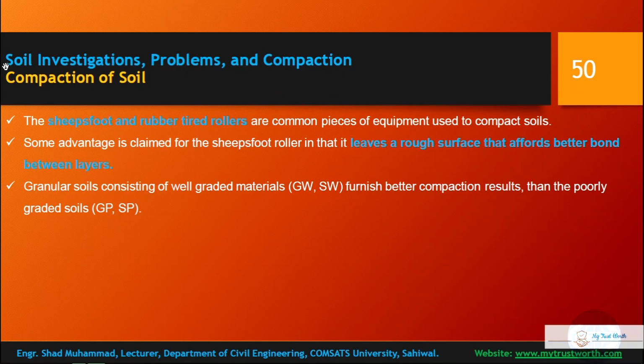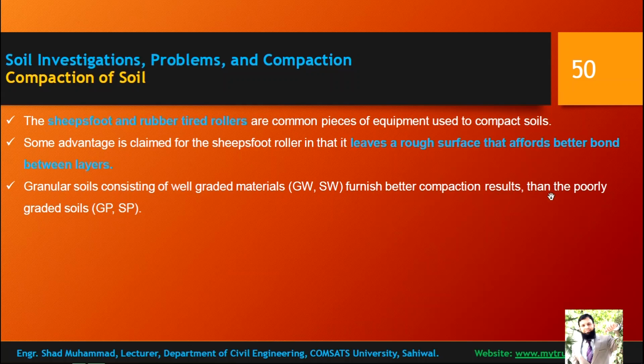Okay, the third topic which we will be covering in this lecture is compaction of the soil. The sheep's foot and rubber tired rollers are common pieces of equipment used to compact soil. We have seen them, sheep foot and rubber tired rollers, in our lecture on heavy construction machinery. Some advantages are claimed for the sheep foot roller, that it leaves a rough surface that affords better bond between layers.